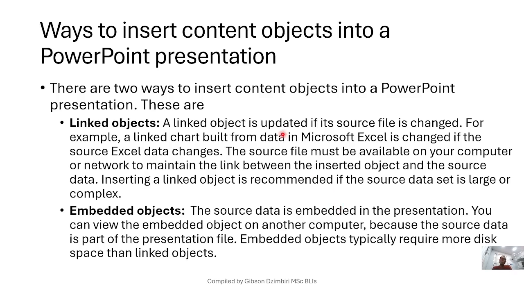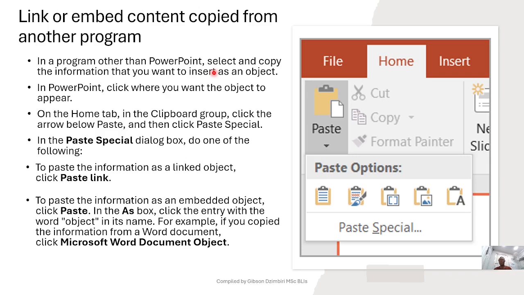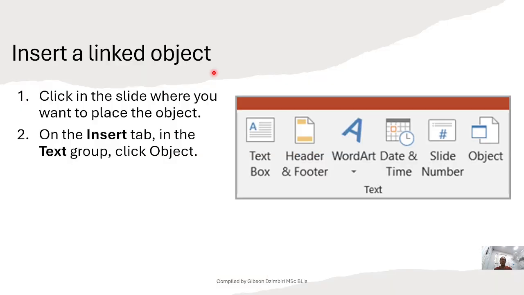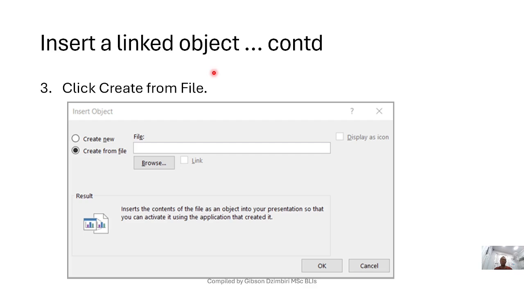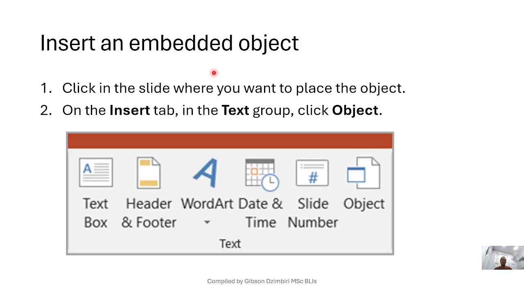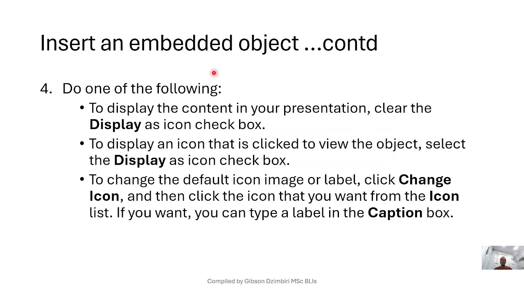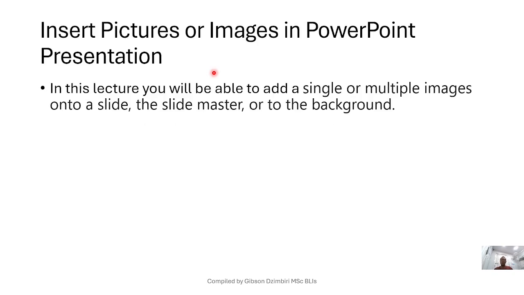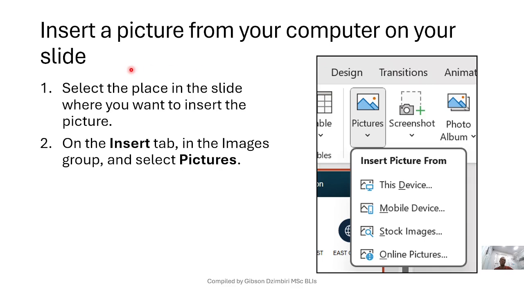So this particular slide simply shows you the ways that you can use to insert content objects into PowerPoint and embed it. So the same thing applies here. Then you can also follow the same instructions here. So this is the process of doing that. It's a dialog box. You have to see something like what I'm seeing here. Then you follow all those instructions. It's very easy. You can insert pictures or images in PowerPoint. Yeah, so you follow all these instructions.